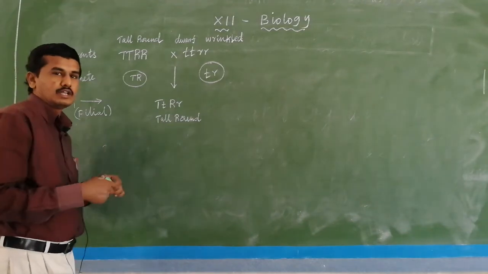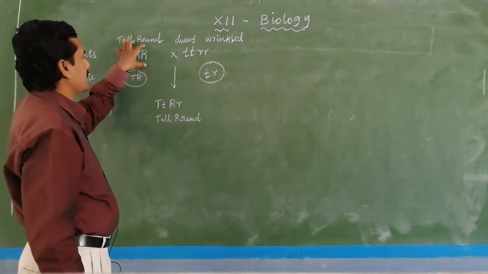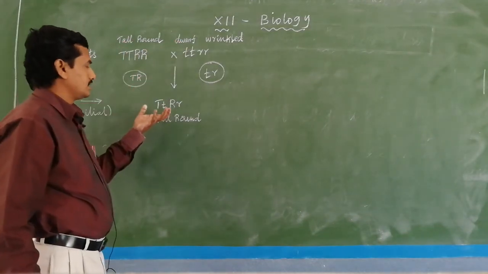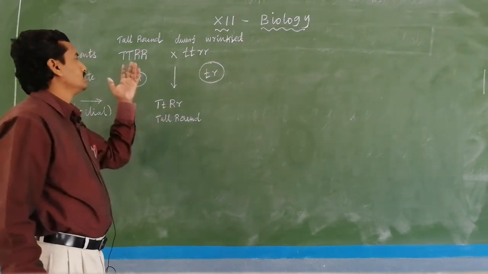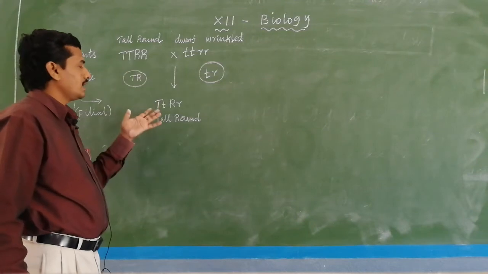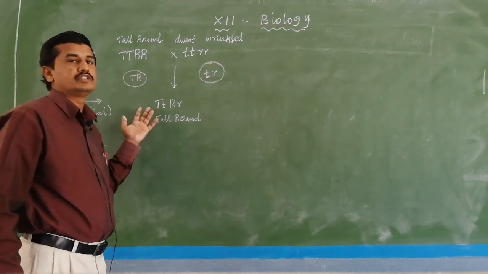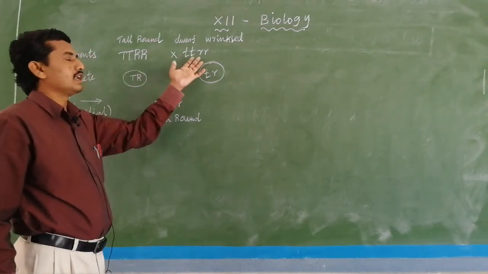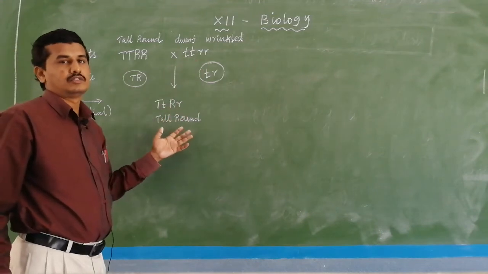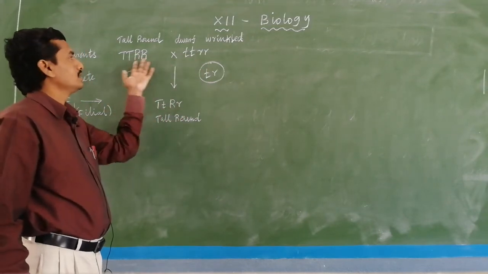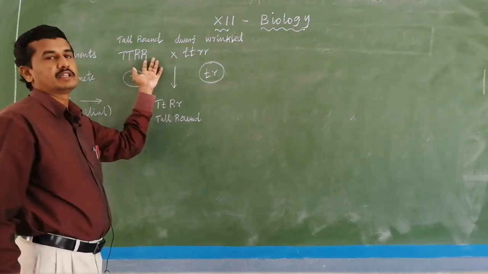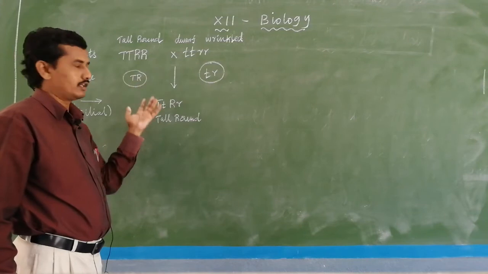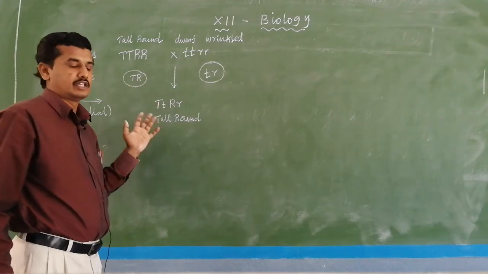As per the rule in monohybrid cross, with a tall plant and a dwarf plant, only the tall is expressed. Same like that in dihybrid cross, tall plant with round seeds is only expressed in the F1 generation. So dwarf and wrinkled is not expressed. Which one is dominant from the two? Tall and round is dominant, because tall round only is expressed in the F1 generation.